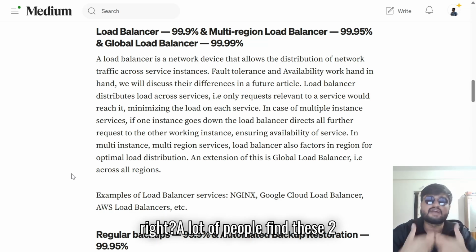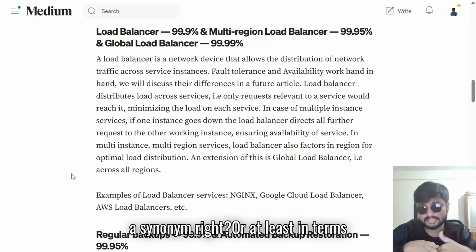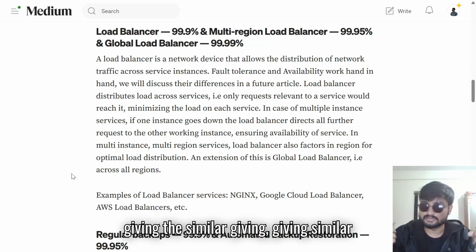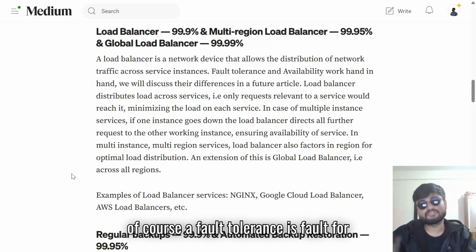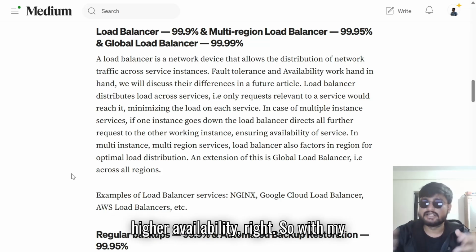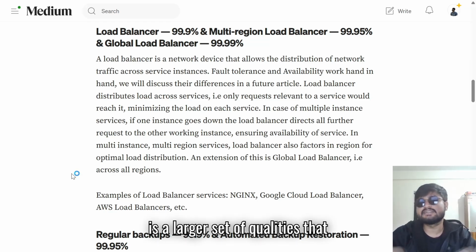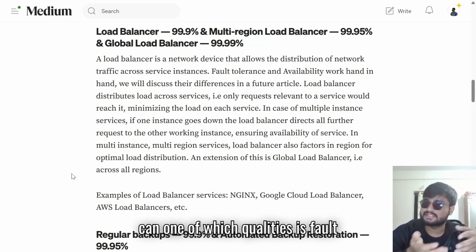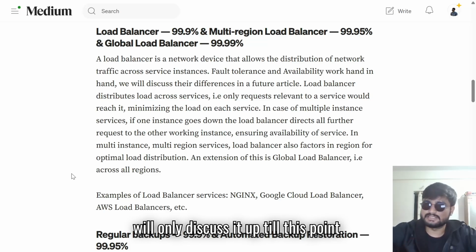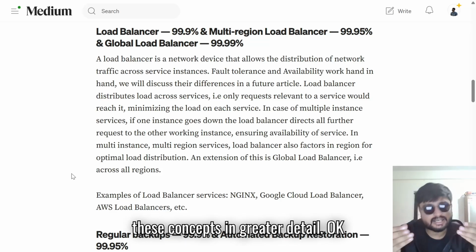Okay, so fault tolerance and availability, right? A lot of people find these two words very conflicting or think of them as synonyms, or at least in terms of creating a design, they end up giving similar results or taking similar approaches. And of course, a fault tolerant system is a system that provides higher availability, right? With my understanding, I would say availability is a larger set of qualities, one of which is fault tolerance, right? In this article, we will only discuss it up till this point. We will have a further special video where we discuss all these concepts in greater detail.